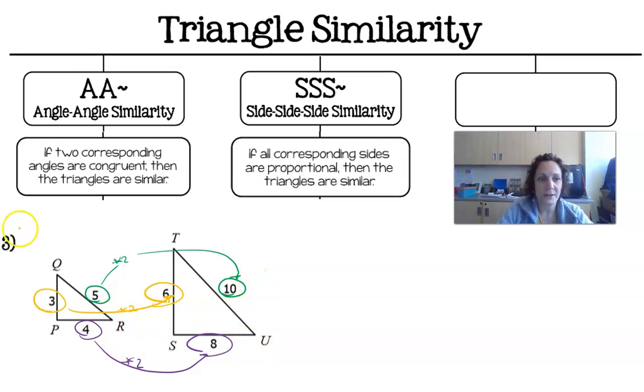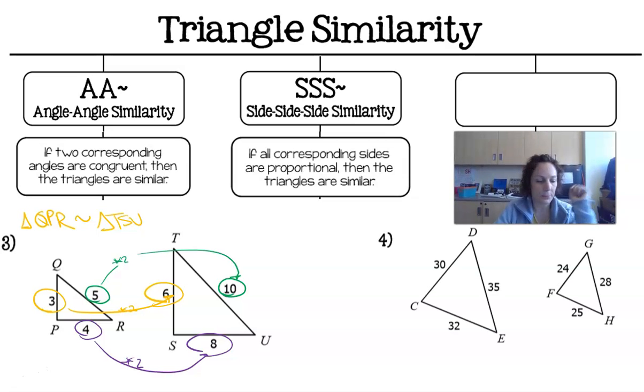These are similar. So again, I could say triangle QPR is similar to its friend over here, and we make sure we list them in the right order. If I went QPR, TSU. 3 ratios the same, similar triangles.